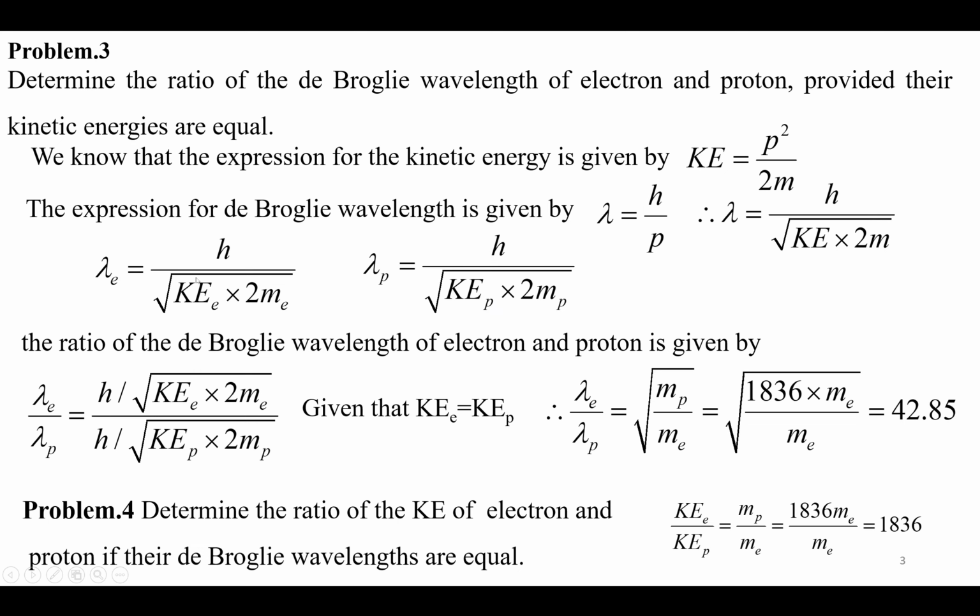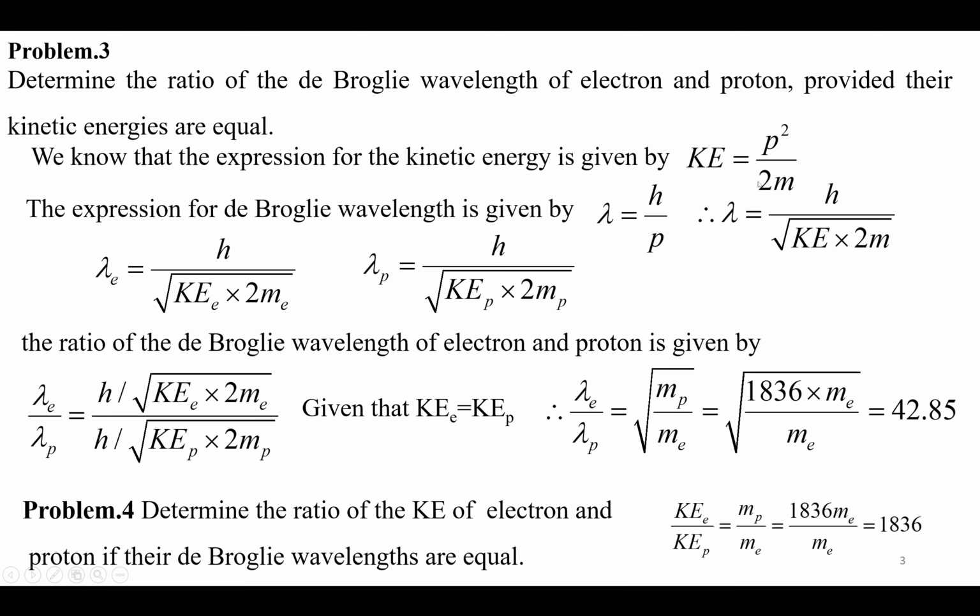We just divide these two. We are going to calculate the ratio of the de Broglie wavelength of the electron and proton, which is given as lambda E divided by lambda P, which is equal to h divided by root of kinetic energy of the electron multiplied by 2me, divided by h divided by root of kinetic energy of the proton multiplied by 2mp.